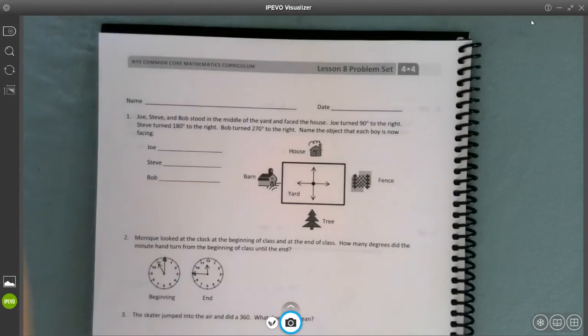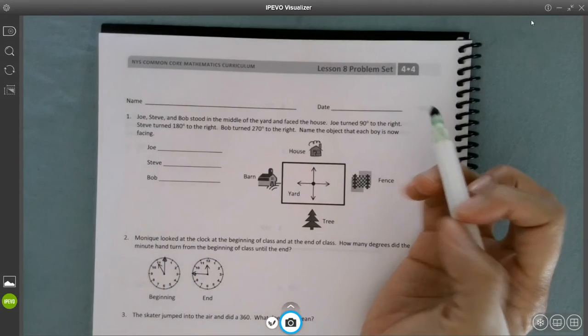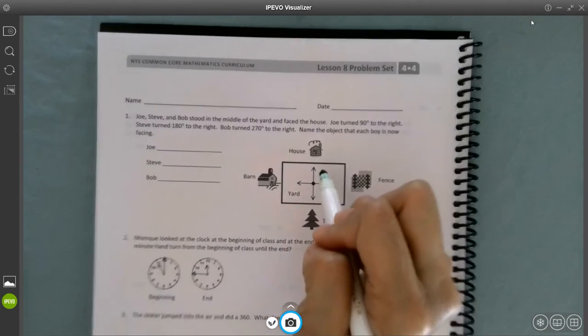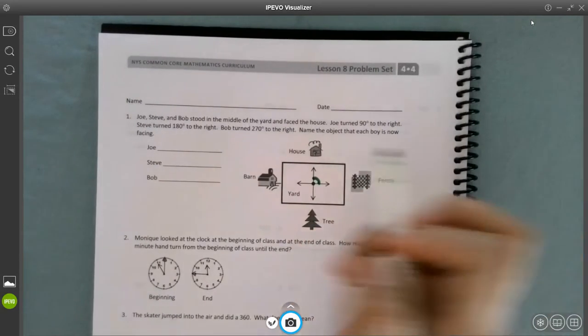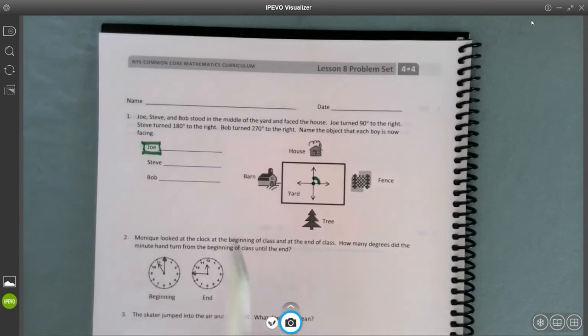So what I'm going to do is have 3 colors. Let's see. I'm going to look at Joe first because he's the first one. He was facing the house and he turned 90 degrees. So he's facing the house. He turned 90 degrees. So he's in green. And I'm going to just box him in green.